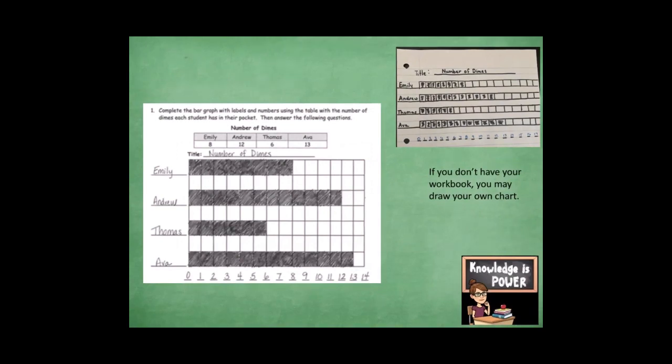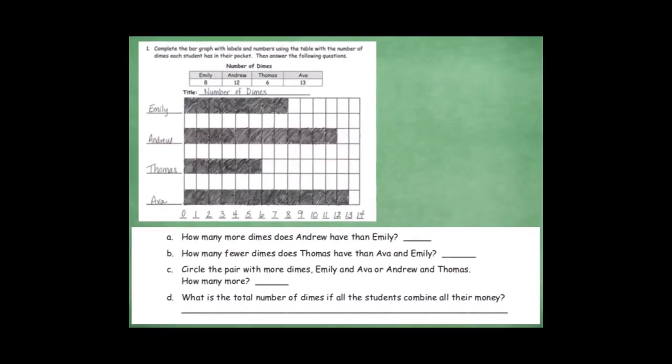How did we do? Scientists and mathematicians must be neat and accurate when they create these graphs. I think we did a pretty good job. Let's use our graph to solve a few problems. The directions in our problem set say, complete the bar graph with labels and numbers using the table with the numbers of dimes each student has in their pocket. Then answer the following questions.